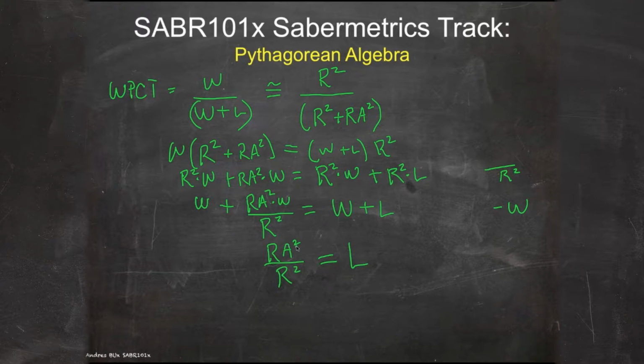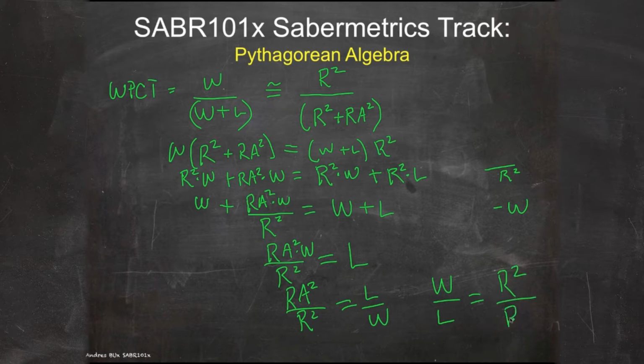oh, and there's a win term here. I forgot this. This stays up here, the win term. And now we divide both sides by wins, so we get runs allowed squared over runs squared equals losses divided by wins. And I can flip this around to make it wins divided by losses equals runs squared over runs allowed squared.